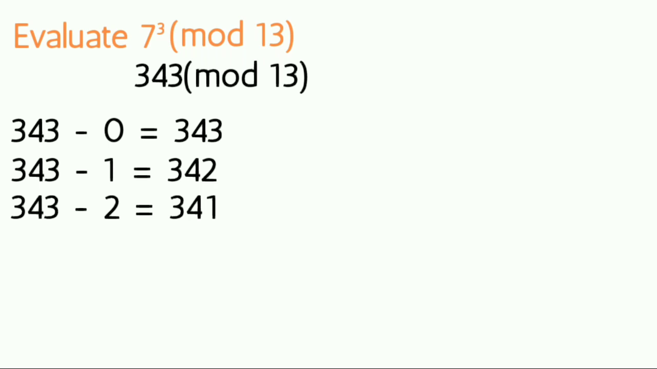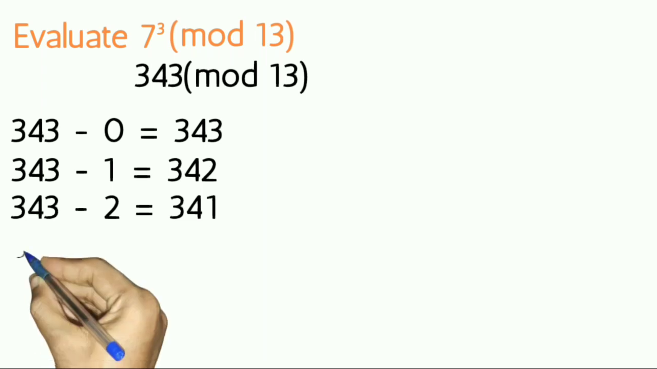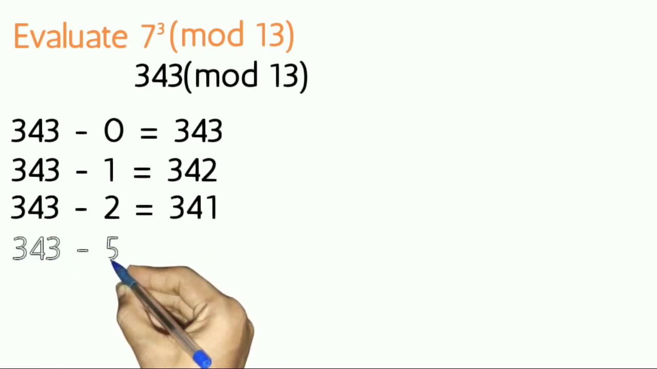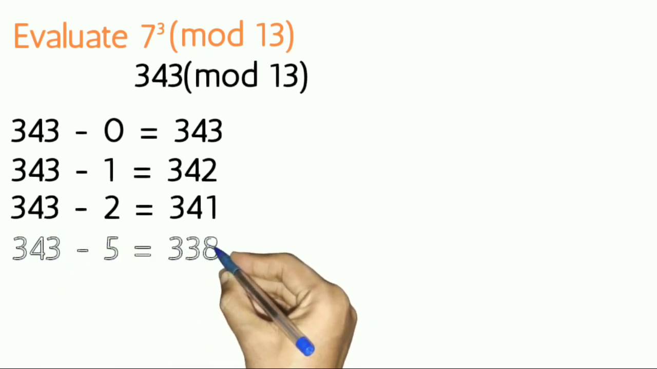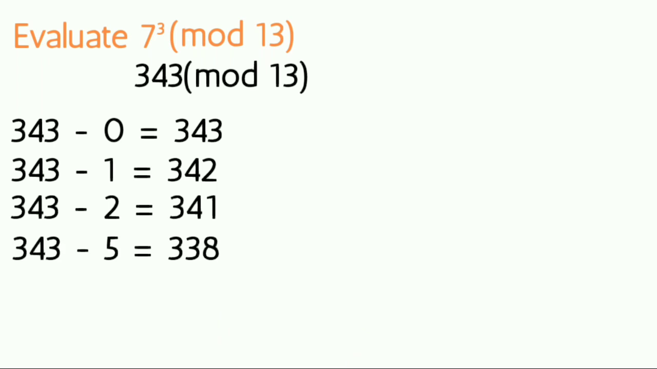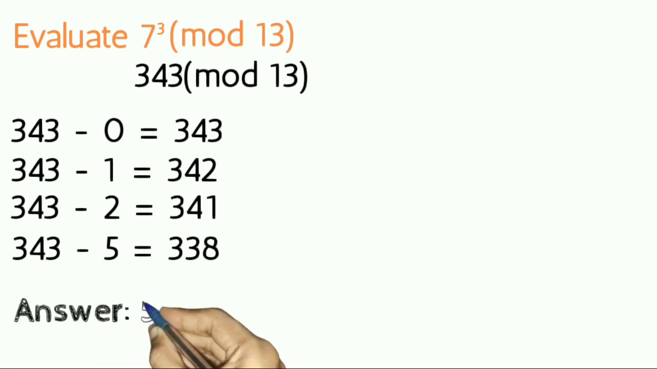How about positive integer 5? Let's try 5. 343 minus 5 is equal to 338. 338 divided by 13 is equal to 26. Therefore, 338 is divisible by 13. Since 338 is divisible by 13, our answer is 5.